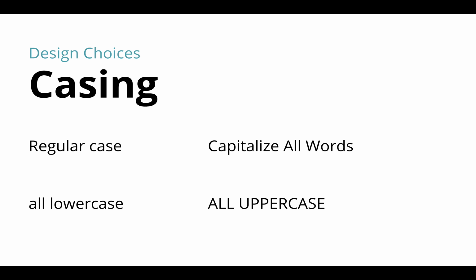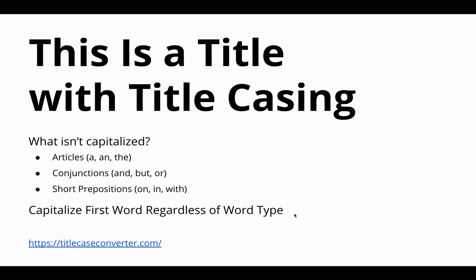And we can type things in regular case, right? Sentence case, where you just capitalize the first thing and none others. You could capitalize all words. You could do things in all lowercase. You can do things in all uppercase. But there's actually one more casing that you may not be aware of, and that's a specific graphic design casing called title casing. And title casing is interesting in that we capitalize certain things and we don't capitalize other certain things.